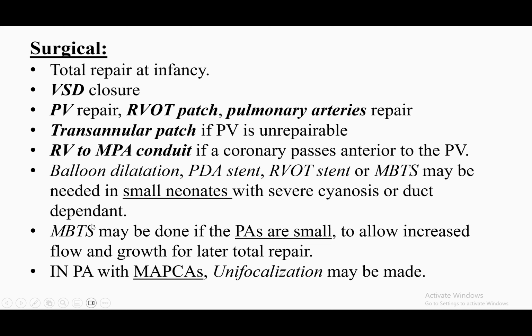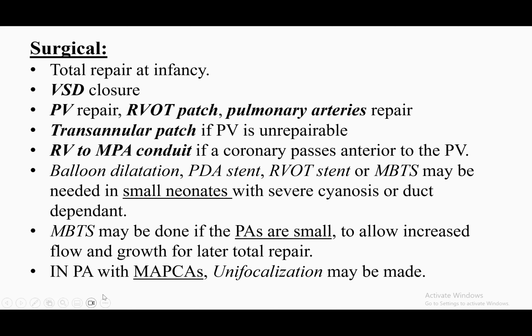Balloon dilatation, PDA stenting, RVOT stenting, or an MPT shunt may be needed in small neonates with severe cyanosis or who are duct dependent. An MPT shunt may be done if the pulmonary arteries are small, to allow increased flow and growth for later total repair. And the MPT shunt is usually a temporary solution, because leaving an MPT shunt may cause pulmonary hypertension later.